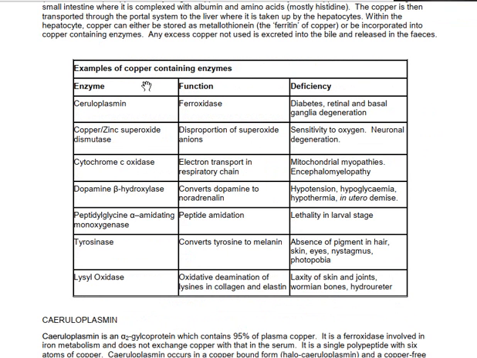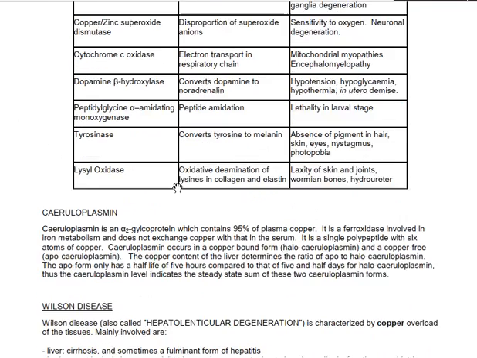So what are examples of copper containing enzymes? Here you also have copper which is bound to certain enzymes and certain proteins. For example, you have ceruloplasmin. The function is a peroxidase. With deficiency of ceruloplasmin, you have diabetes, and you have retinal and basal ganglia degeneration. You have also copper and zinc superoxide dismutase. It causes dismutation of superoxide anion. You have cytochrome C oxidase, which results in different diseases.